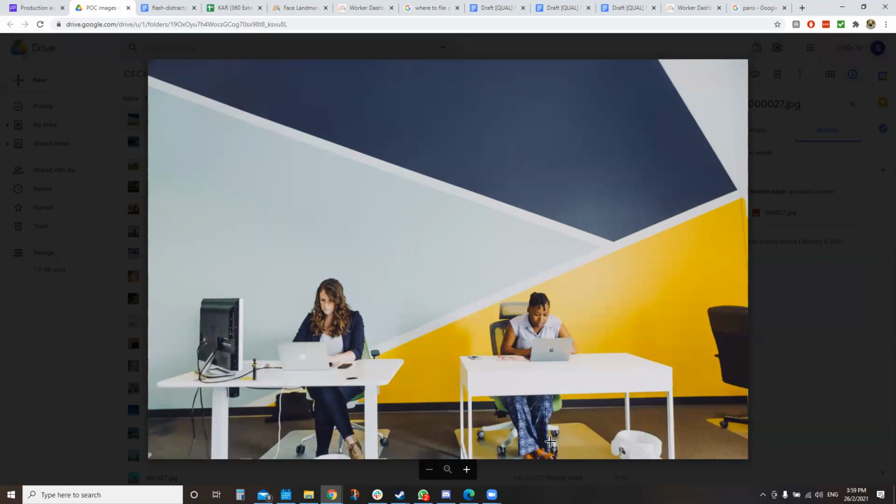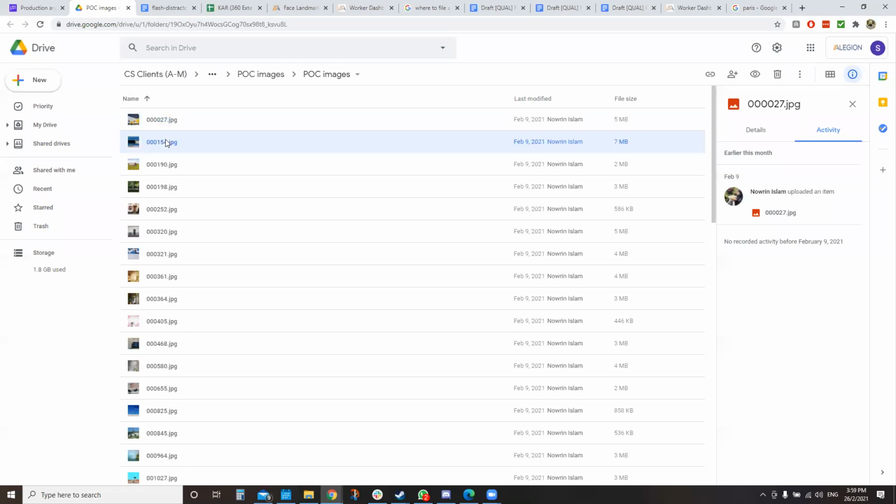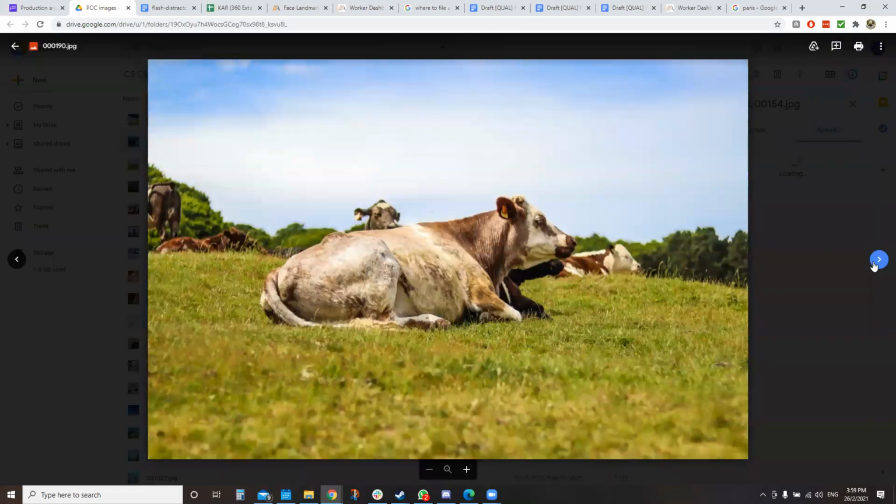Which brings me to the next idea, which is objects that are cut off like this. Objects that are cut off like this should be removed because they are causing a distraction. But again, not all the items, because there are some items that, for example, this picture here.